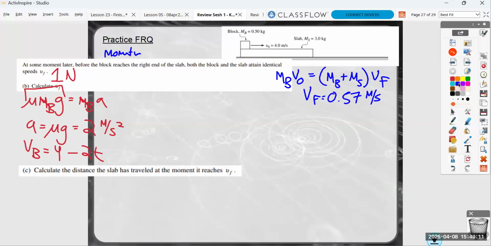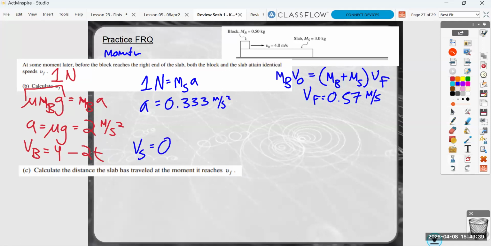So if you go over to our slab, I've got a 1 Newton force that's accelerating the slab. It's going to get an acceleration of 0.3333333 meters per second squared. The two friction forces have to be the same. Now, the slab is starting out at a velocity of 0, and it is speeding up, so it's 0 plus 1/3 t.